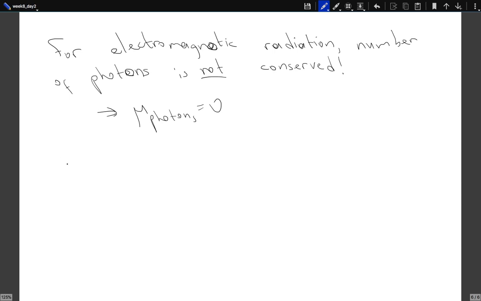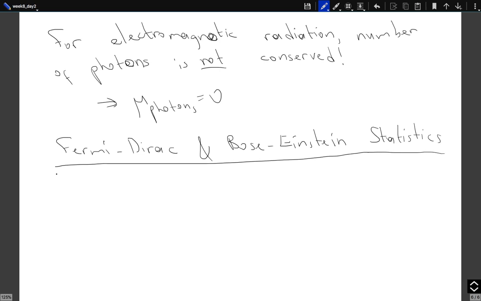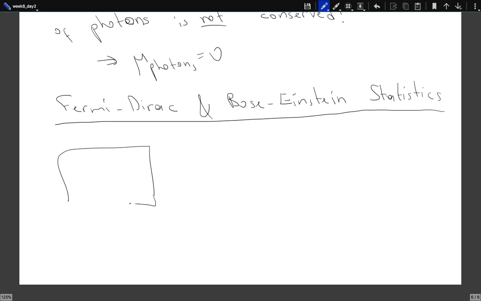Fermi-Dirac and Bose-Einstein statistics. Let me consider my system. Whenever we are talking about systems, we are always drawing these rectangular shapes, but they don't have to be rectangular. It's just a general treatment. For simplicity, I will first assume that I can ignore to some extent the interaction between particles. I'm assuming that interactions can be added perturbatively or treated on an average basis.